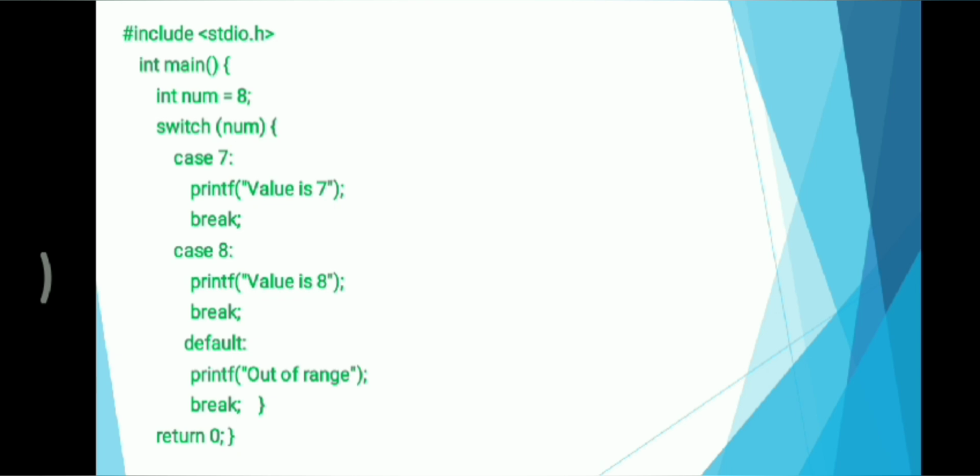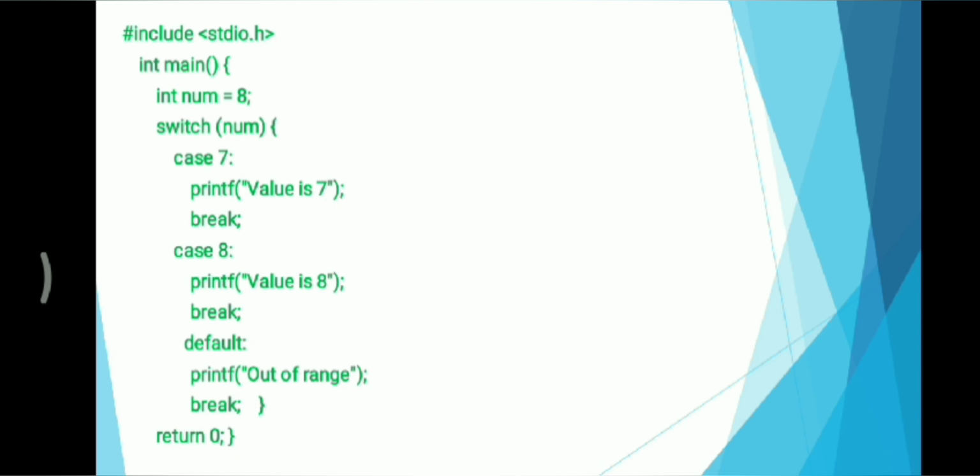So it will check this value with all the cases in the switch statement. So 8 is checked with all the cases, right? Here case 7 will not match, so it will automatically skip that case and move to the next case. Here case 8 matches with num, so that statement will work. So what will be the output? Value is 8 is the output.